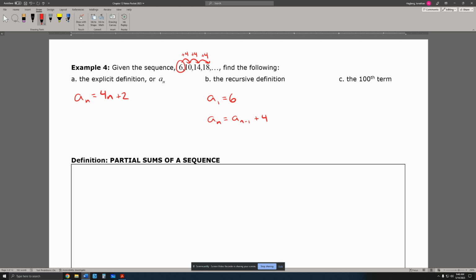One thing to note about recursive definitions is that you require a term before it. So if I wanted to find the 10th term in a recursively defined sequence, I need to know the 9th term. And in order to know the 9th term, you need the 8th term, and so on. The explicit definition is a little bit different, where you can just plug in any value. In fact, that's what we're going to use for letter C. So a sub 100 is equal to 4 times 100 plus 2, which is equal to 402.